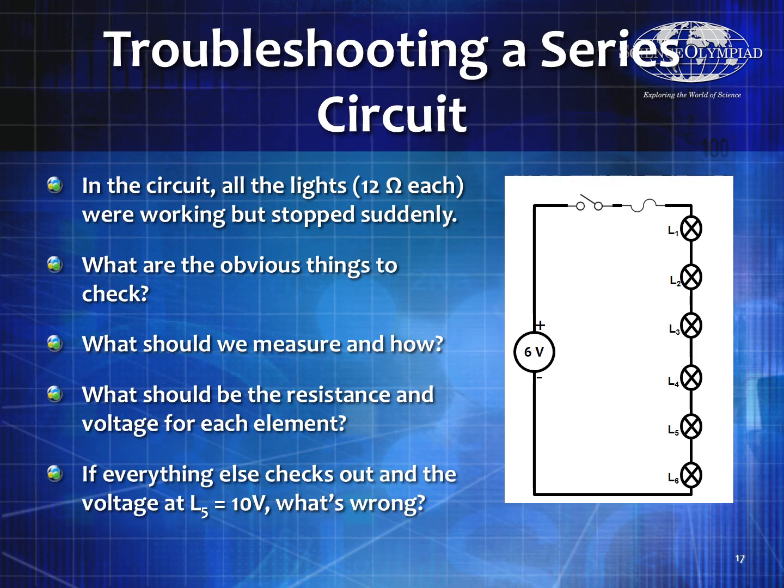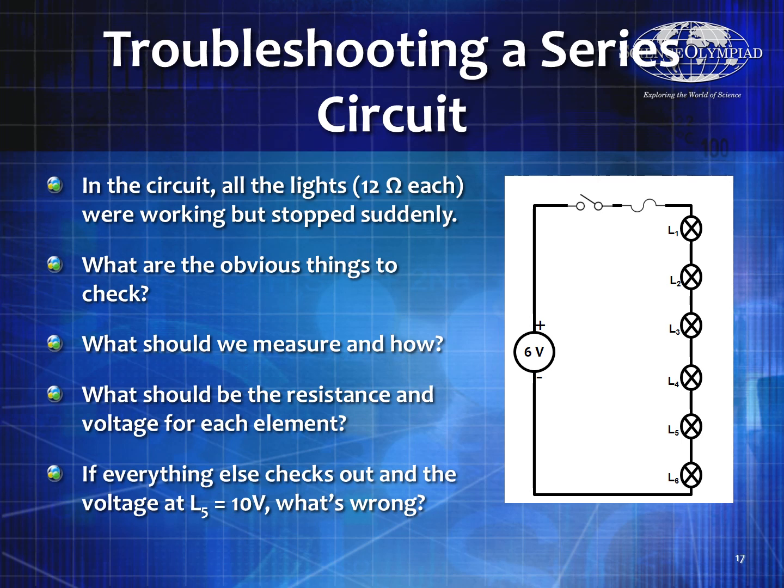So let's troubleshoot a series circuit. Okay, in the circuit above, all the lights were working but stopped suddenly. What's the obvious thing to check? Okay, what should we measure and how? And what would be the resistance and voltage for each element? If everything else checks out and the voltage at L5 is 10 volts, what's wrong? Okay, so the circuit was working, so we know the design was working. They all stopped suddenly. Okay, so we're going to check certain things.